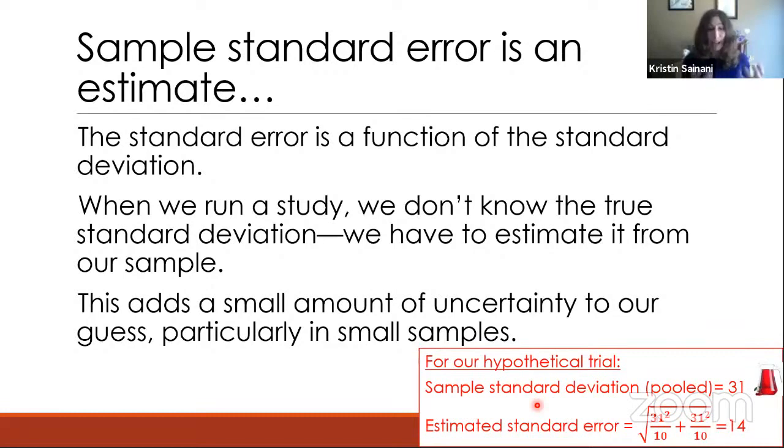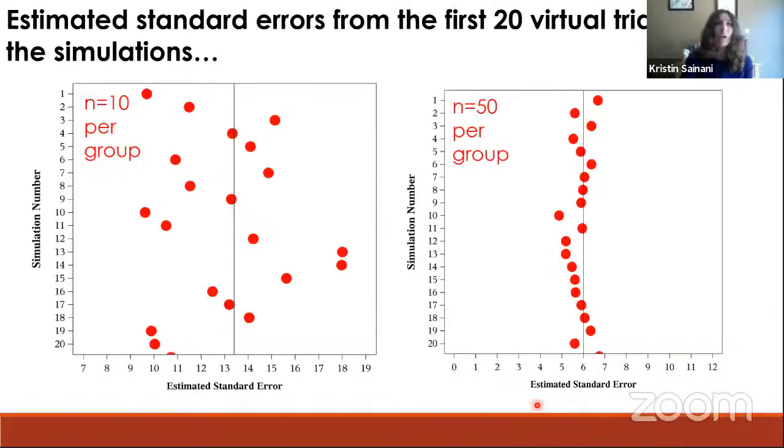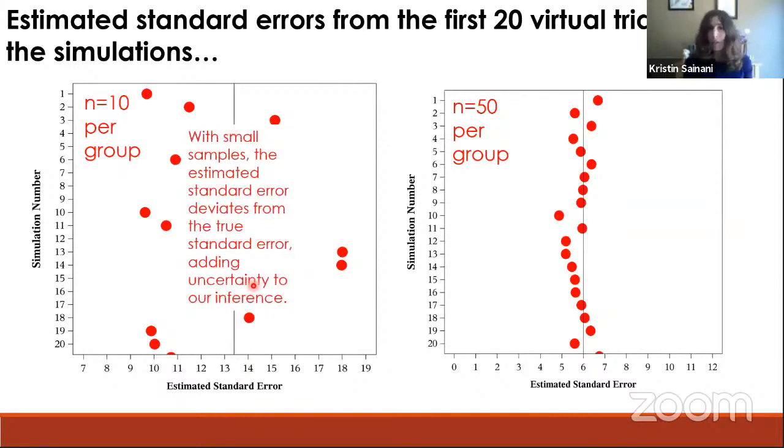And so we're going to have to do something to capture the fact that we've added this little bit of uncertainty. To illustrate this just a little bit further, I'm now showing you the results of 20 virtual trials from my simulation when I have 10 per group, and also the one where I had 50 per group. I'm not showing you the difference in means anymore. I'm now showing you the standard error as estimated just from the data within each individual virtual trial. So for example, in the first trial, I estimated the standard error to be 10. That means my standard deviation came out a little bit lower than 30 in that particular sample. And you can see there's some uncertainty in my estimate of standard error. The true standard error here was 13.4. I'm kind of bouncing around that. This adds a little bit of uncertainty to my inference.